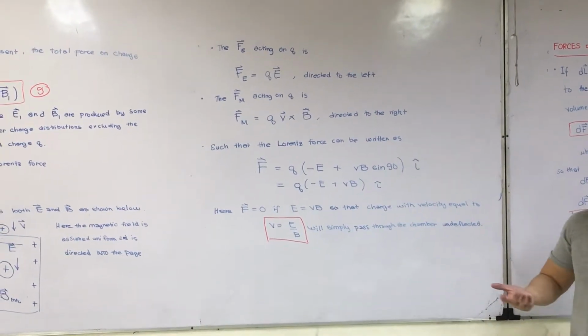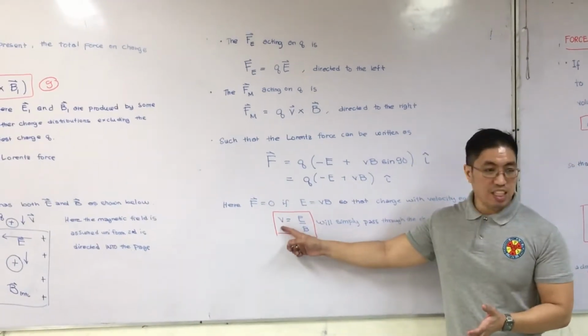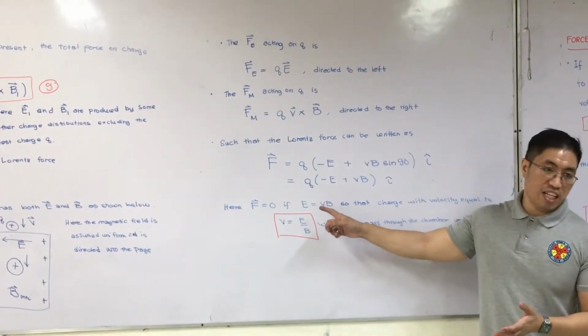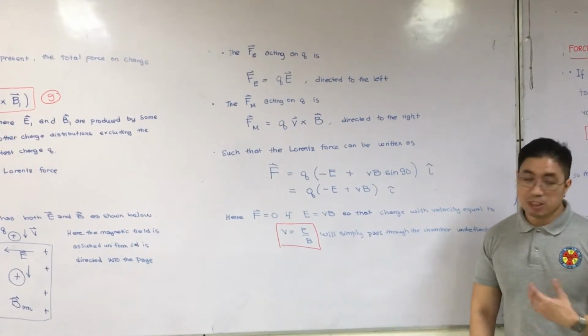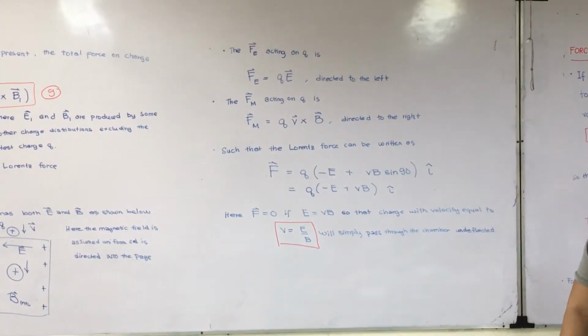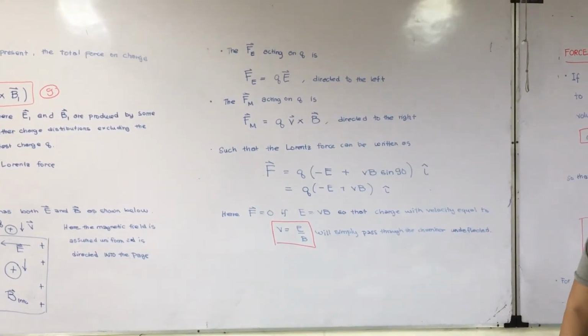Now, what is the point? That happens when the velocity is equal to the ratio of the electric field and magnetic field, E over B. So that's a special case. We can use this idea to construct a velocity or mass selector.